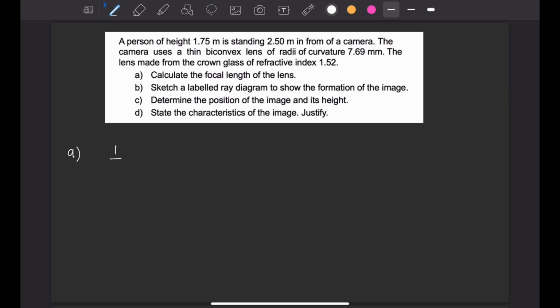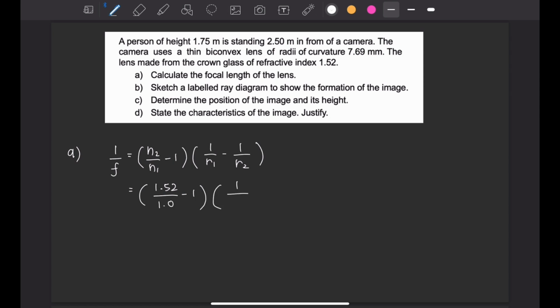Question A, calculate the focal length of the lens. So we cannot use the thin lens equation because we don't have the V. So we use the Lensmaker equation, and then we just substitute everything that we have.